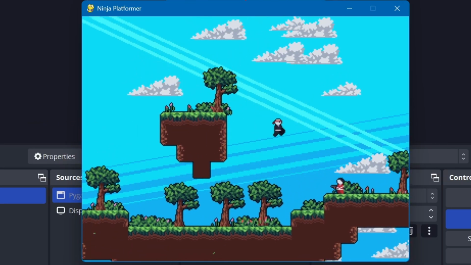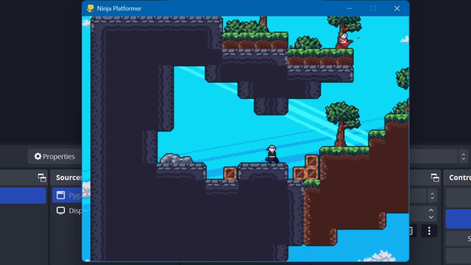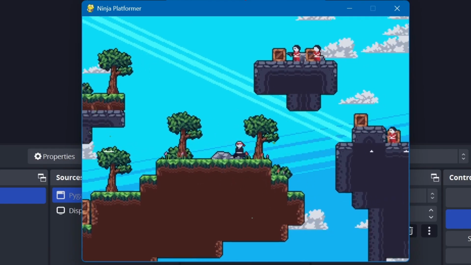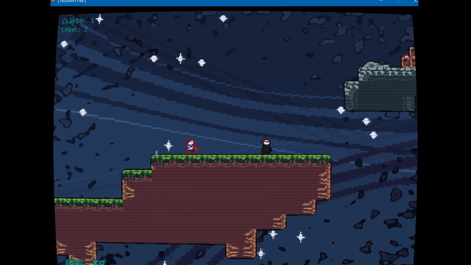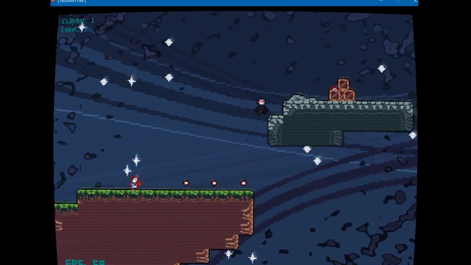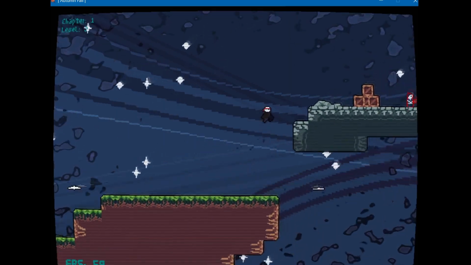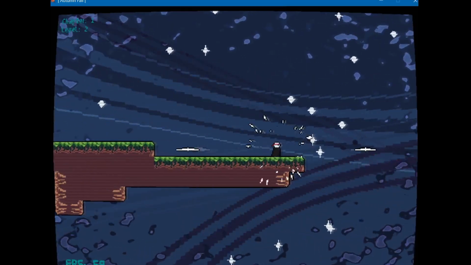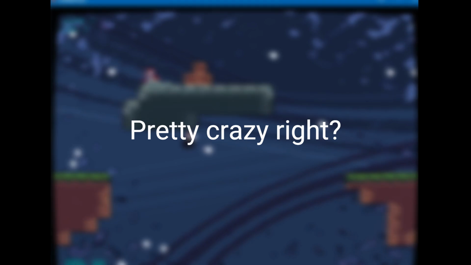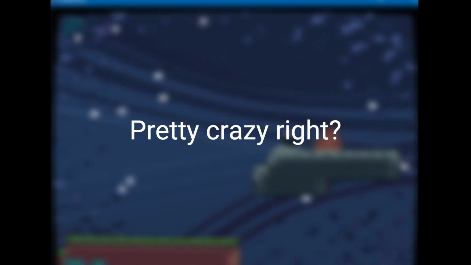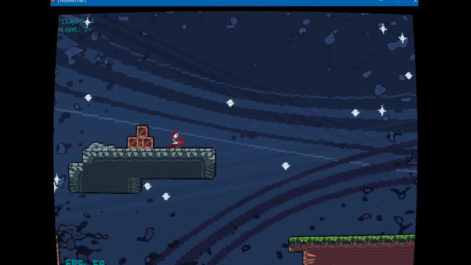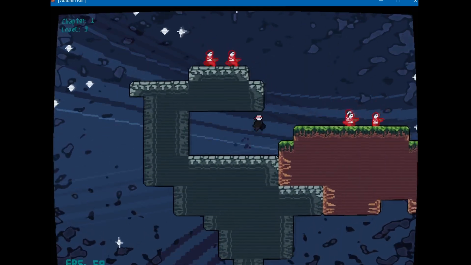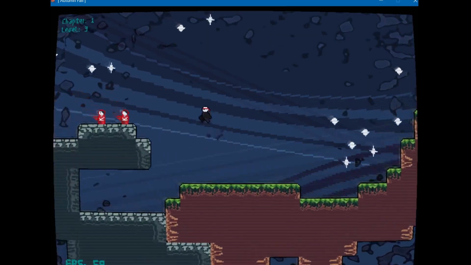This is how my game went from this to this. Pretty crazy, right? I've told you everything I did to get here. But before I start, I just want to say that I'm not using a game engine. I'm using Python and Pygame.